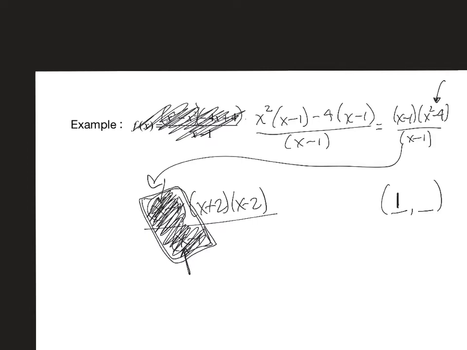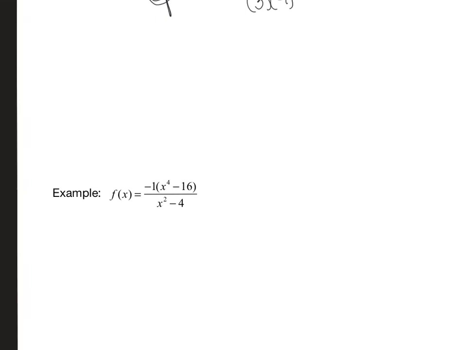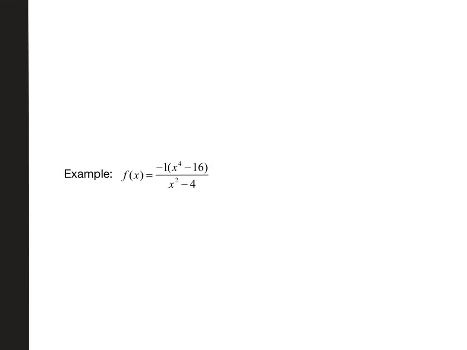So now to get the y part, I'm still missing the y part of the hole. I'm going to take 1, the x equals 1, and plug it in. So 1 plus 2 times 1 minus 2. So this becomes what? 3 times -1. I believe that would be -3 for a hole for this function. Okay, and then this last guy. Ooh, this is kind of interesting.